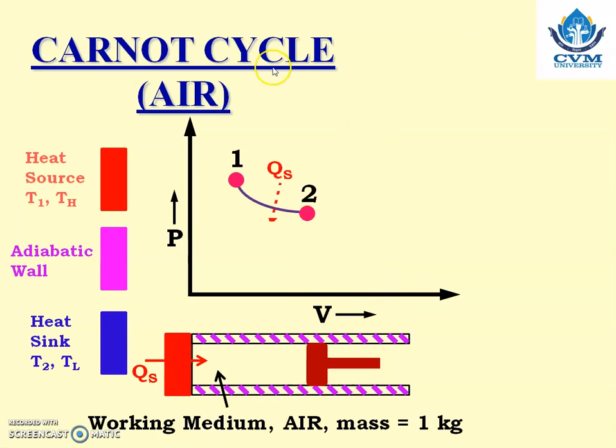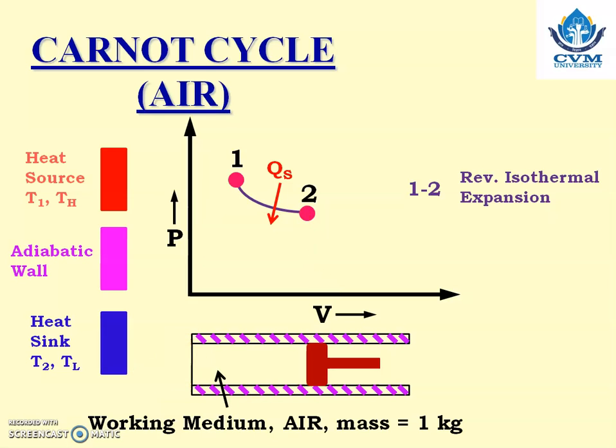Let us represent it on the PV diagram. So heat is supplied and it reaches point number 2. At that time, the parameters are P2 and V2. The 1-2 process is known as the reversible isothermal expansion process. It means temperature during that time remains constant.